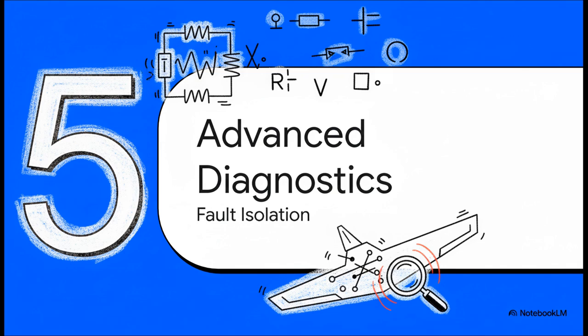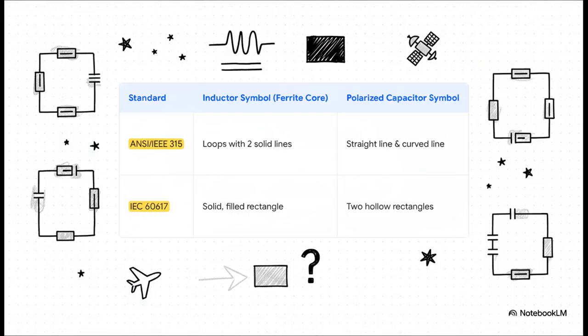Effective troubleshooting at the bench level requires absolute fluency in schematic symbology and the precise interpretation of how circuits behave under fault conditions. A technician has to be able to differentiate between ANSI and IEC schematic standards. The ANSI symbol for an inductor with a ferrite core is a series of loops with two parallel solid lines. But under IEC 60617, that same component is shown as a solid filled rectangle, which, as you can imagine, is frequently misinterpreted by inexperienced technicians as a resistor symbol.